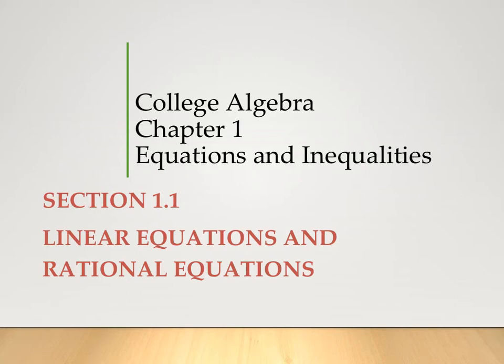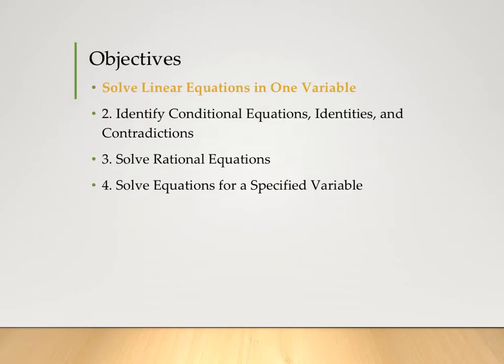So we're going to be beginning our discussion in college algebra with chapter 1, equations and inequalities. So this is section 1.1 in your book, and we'll now go to our objectives. So our learning objectives in this chapter are to solve linear equations in one variable, identify conditional equations, identities, and contradictions, solve rational equations, and solve equations for a specified variable.